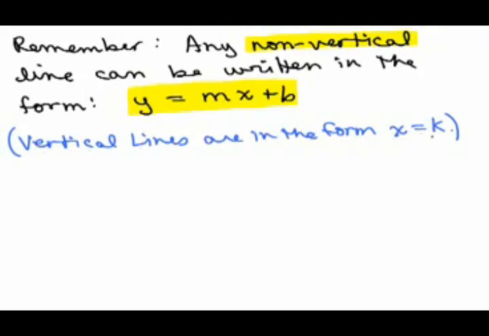Vertical lines are in the form x equals k. Notice there's no y at all, so you can't actually write it in the form y equals mx plus b. So just a little reminder, x equals 3. That means for all your ordered pairs, you've got 3 something.